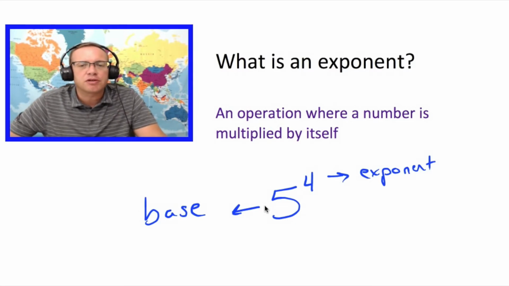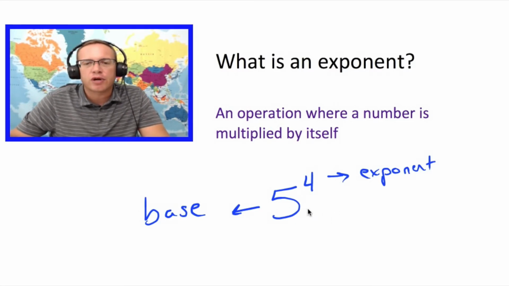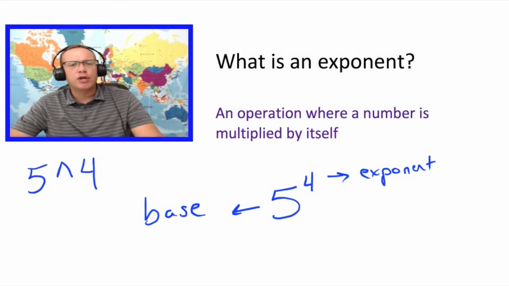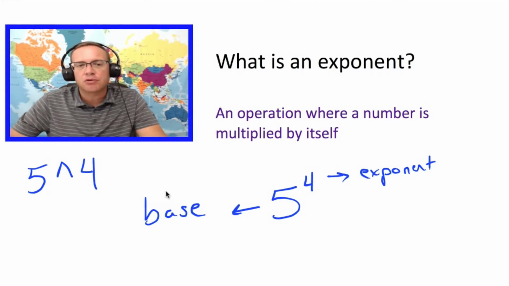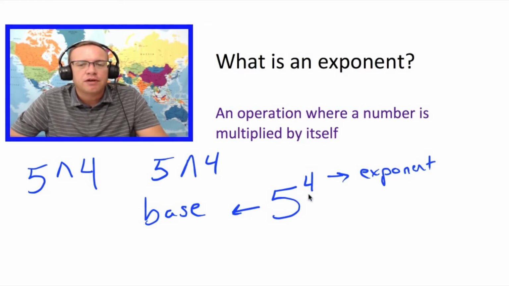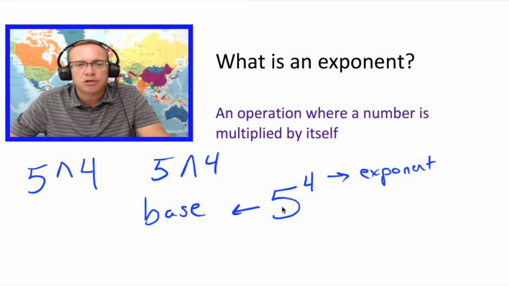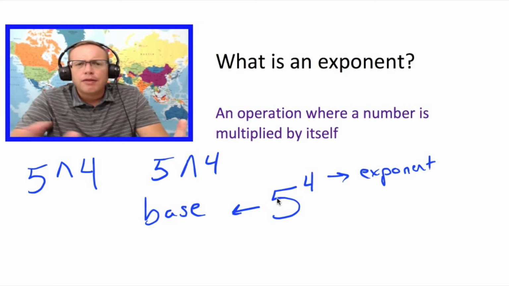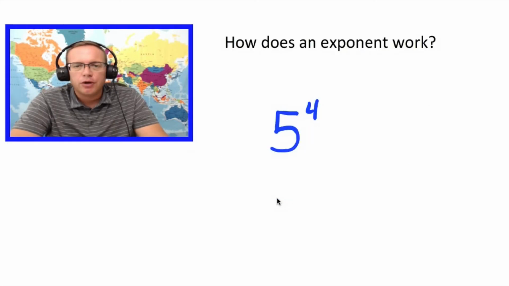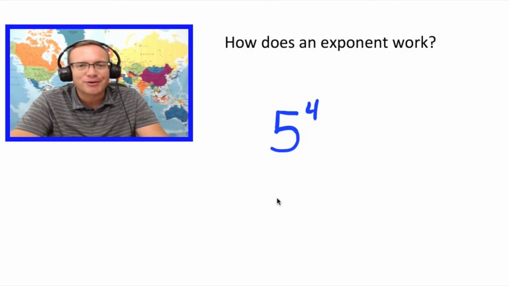But it'll always look something like this, or else you can also write it with a caret. So it could be 5 caret 4. With computers, sometimes they don't have the exponent function, so you might see problems written as 5 caret 4. It means the same as 5 with a 4 exponent. Okay, so now that we understand the definition of an exponent, how do exponents work? Well, that happens to be question number 2.